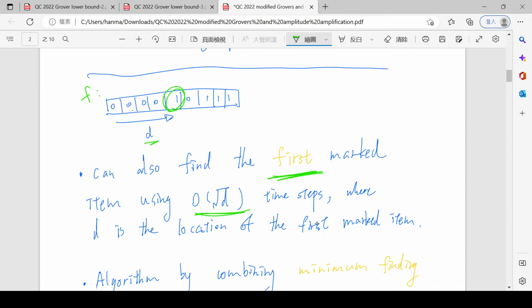So just something about why this is not really that much faster. Say if you have m items, then D will be about n over m, right? So square root D is about square root n over m, and so that's what you expect. Okay.